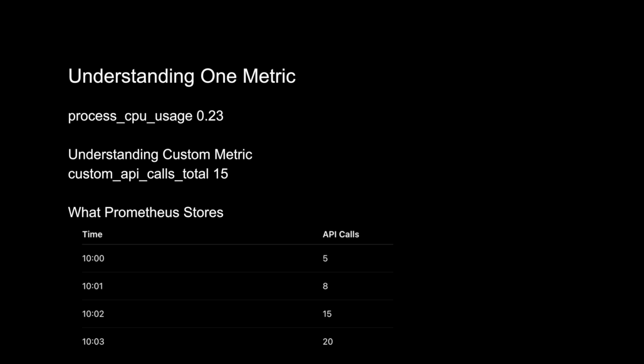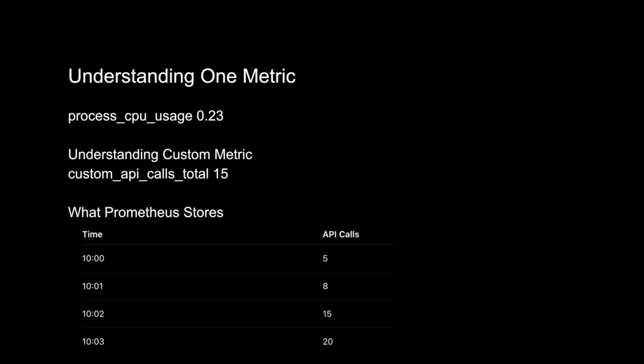And custom_api_calls_total is our custom metric. We created it ourselves. After hitting the API multiple times, the value becomes 15. Prometheus would collect this value periodically, and later we could answer questions like how many API calls happened today, or in the last week, or during peak hours. And that is the real power of Prometheus.